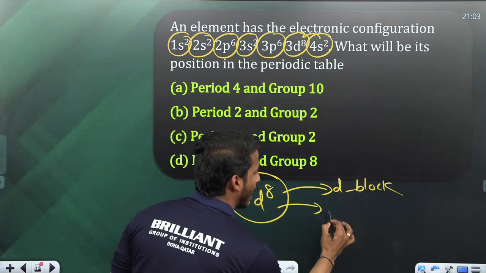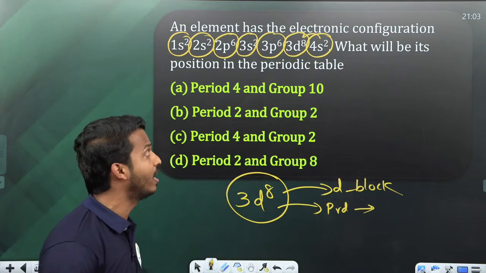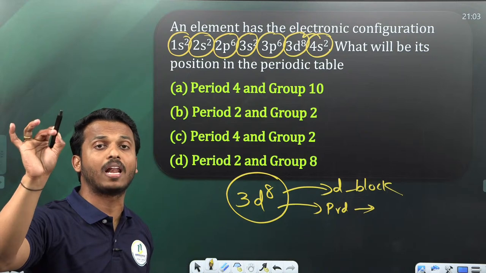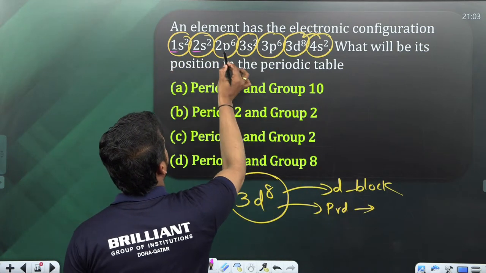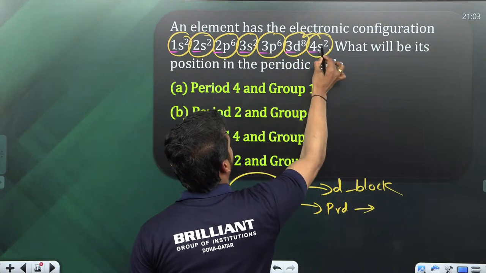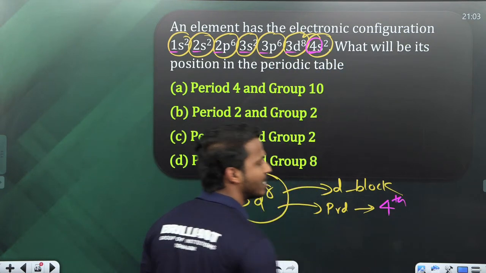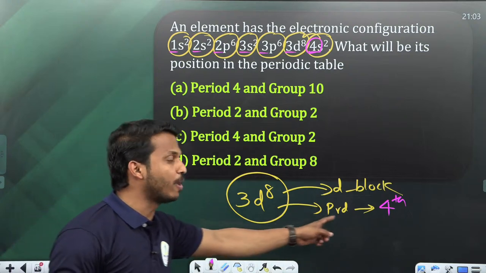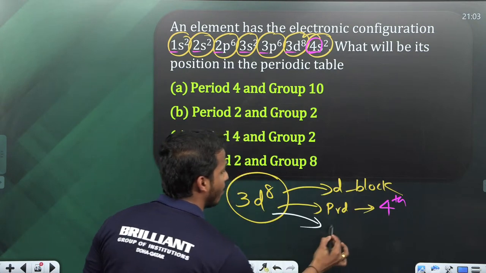You know how to calculate the period of an element. How can we calculate the period of an element? The largest principal quantum number. Which is the largest principal quantum number? 1, 2, 3, 4. Yes, dear all, 4 is the highest principal quantum number. So it belongs to the fourth period.